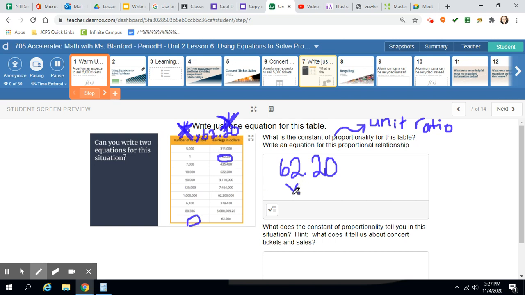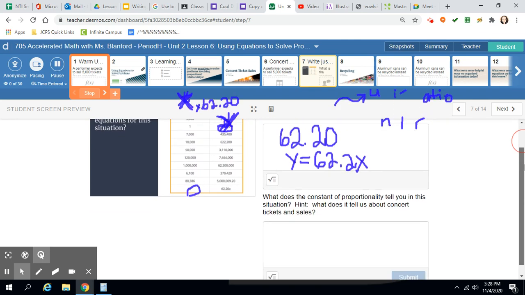So Y is equal to the amount of money they earn, or the amount of money they earn is equal to the constant of proportionality, right, which is 62.2, times X, the number of tickets. So for every single one of these, we multiply by 62.2. So 62.2X will give us the Y numbers over here. Okay?